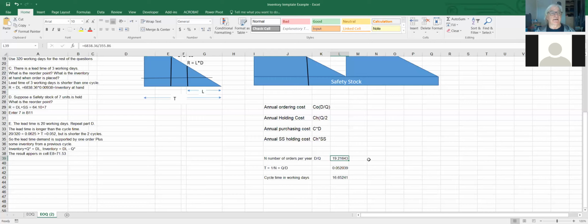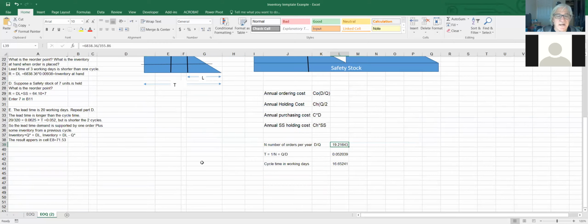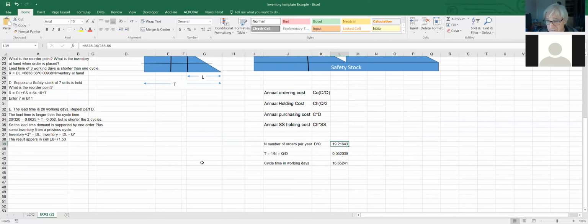And now the cycle time. So the cycle time is the time between orders, consecutive orders. How long it takes for Q units to be consumed. It's a cycle time. So how do you calculate it? Very, very simple. Pay attention.